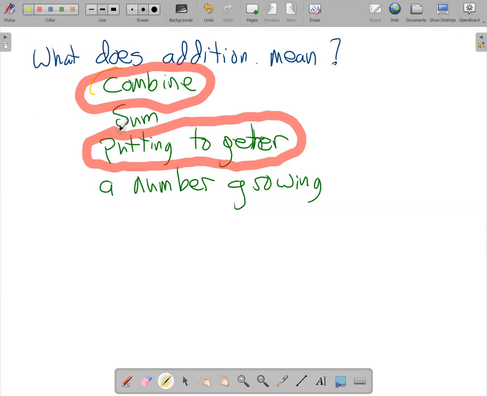Words like sum are okay, but what does sum mean? What's that? It means to add, right? Yeah, so then we make this loop. Now, technically, the sum is the result of doing an addition, but it's really just another word that means addition. Now, combine and put together, though, aren't quite enough.